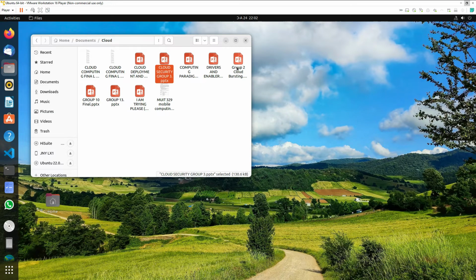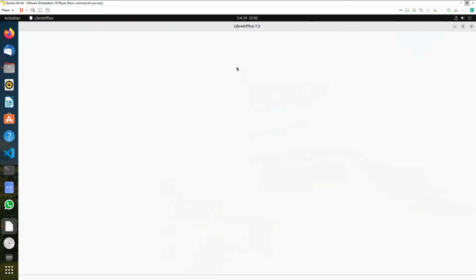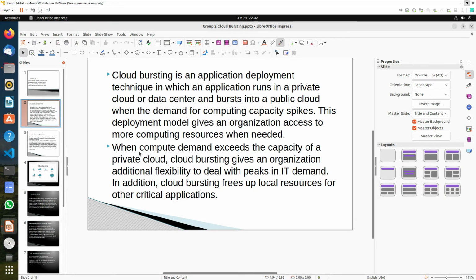Let's talk about cloud busting. What is cloud busting? Cloud busting is an application deployment technique. You see, cloud busting is all about scalability. Let me just put it that way. It's all about scalability.